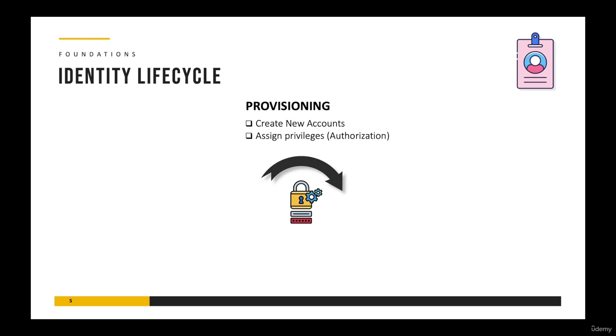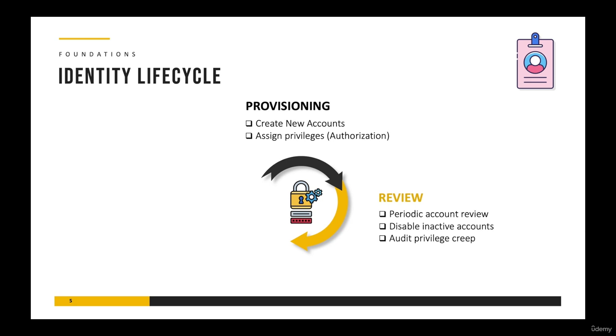In this step, we create new accounts and we assign privileges to those accounts. But we also have a review process, which requires periodic account reviews. Now this helps highlight several serious problems sometimes. So for example, we may detect accounts which are no longer active, which should be disabled. But it also helps us identify privilege creep.